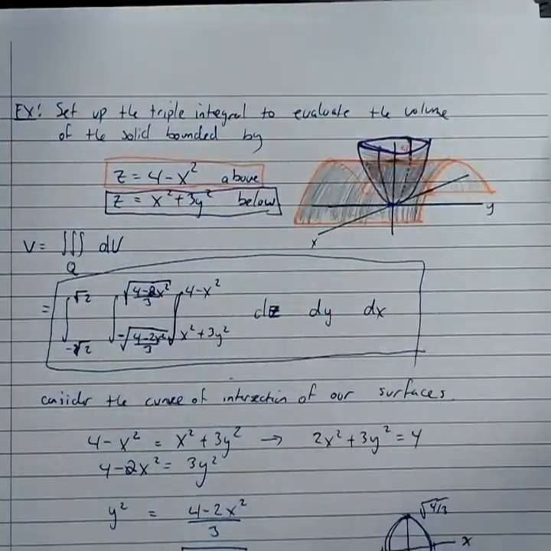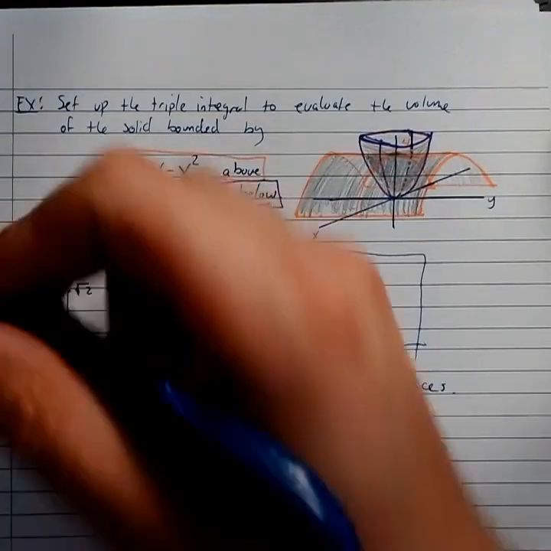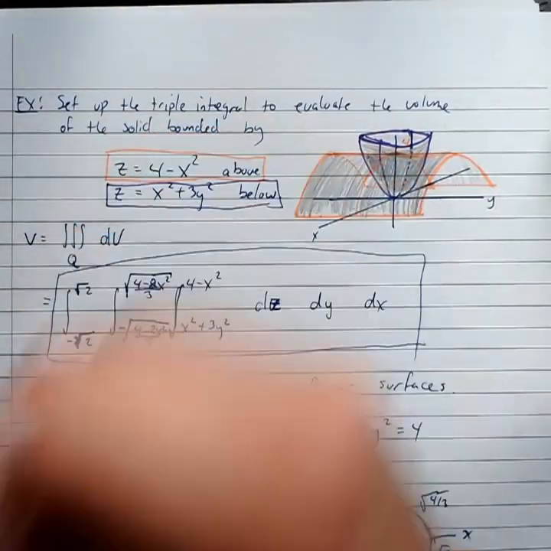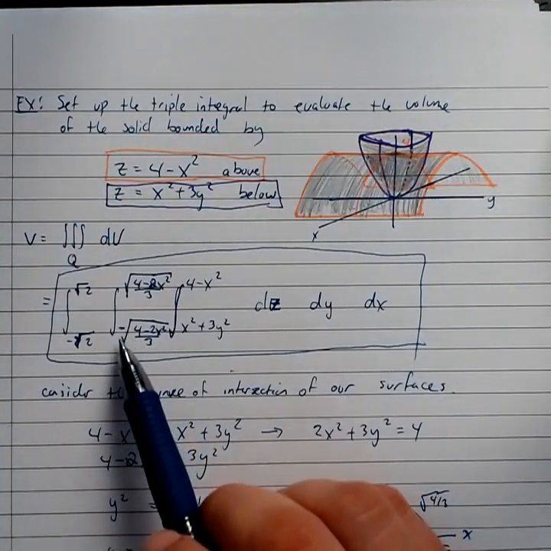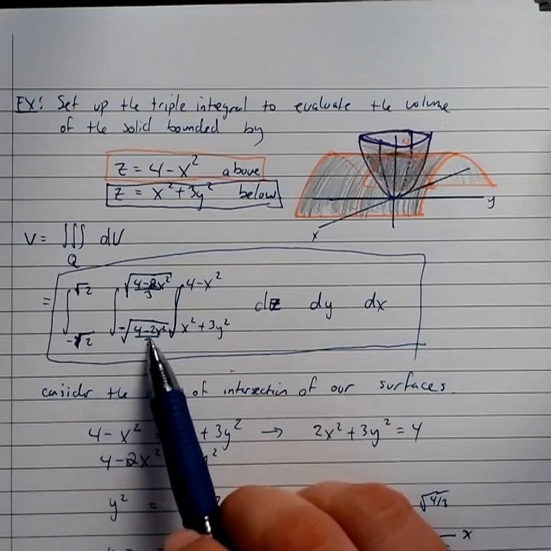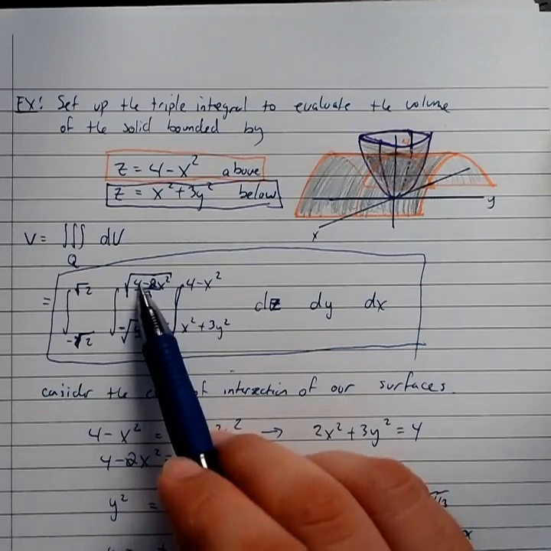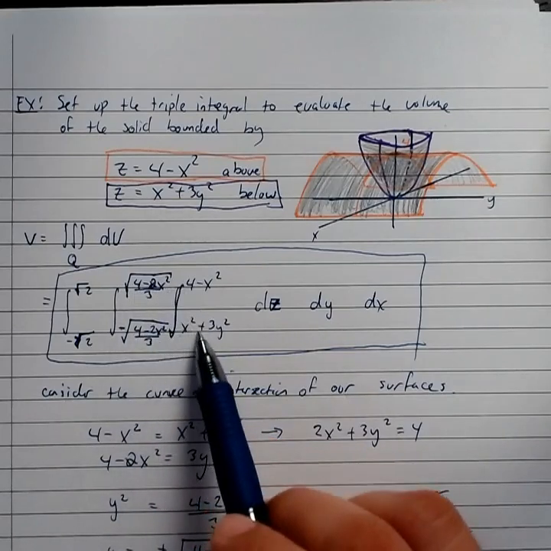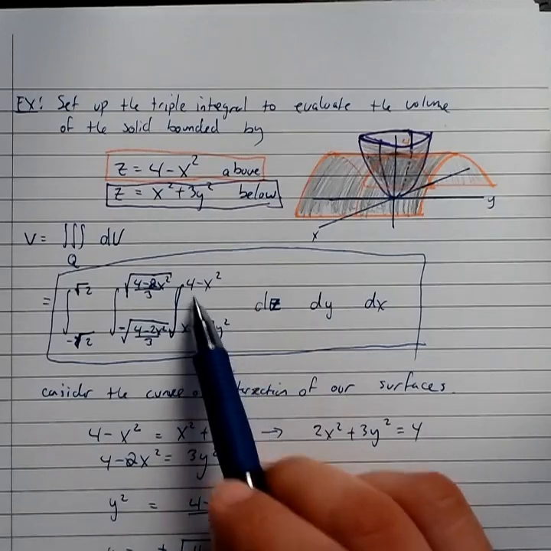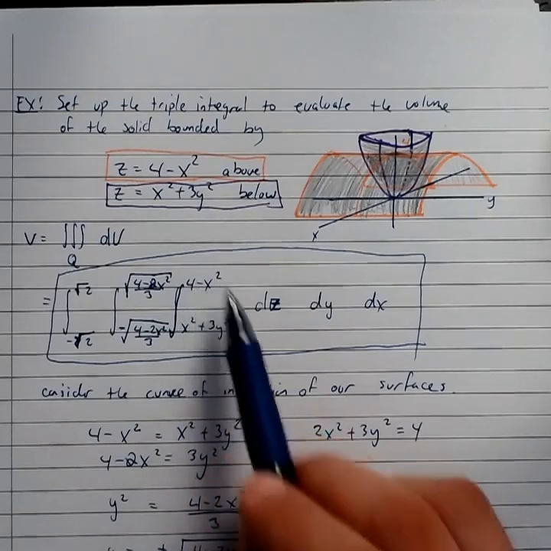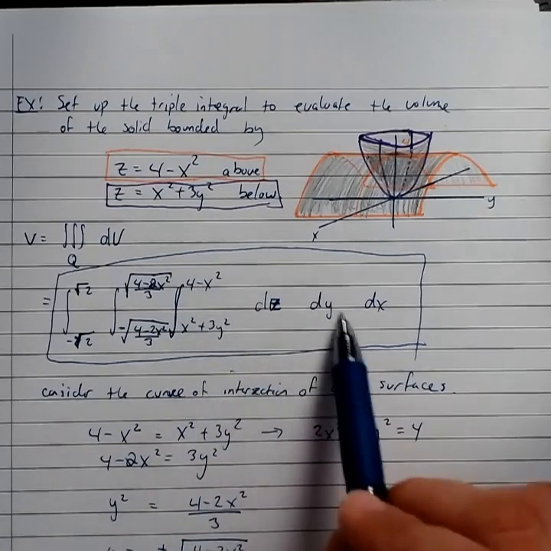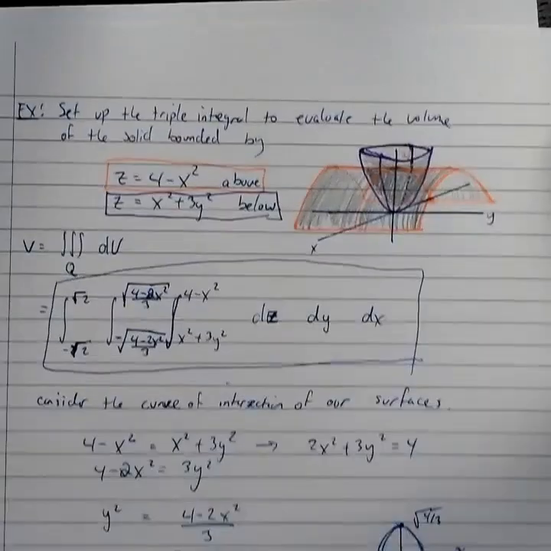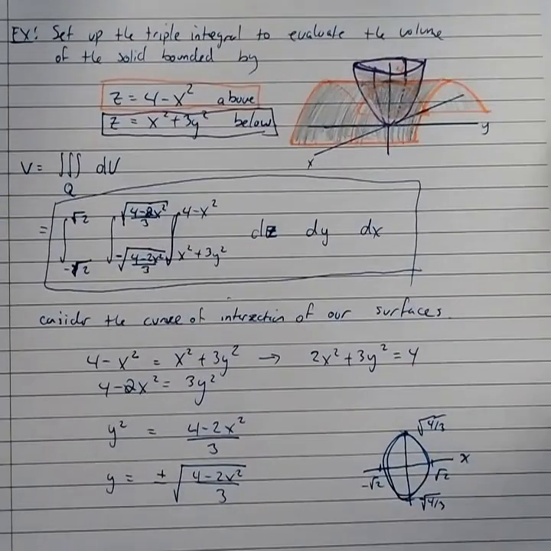The volume would be given by the triple integral from negative root 2 to root 2 of the integral from negative root of (4 minus 2x squared) over 3 to positive root of (4 minus 2x squared) over 3 of the integral from x squared plus 3y squared to 4 minus x squared dz dy dx. Just like that.